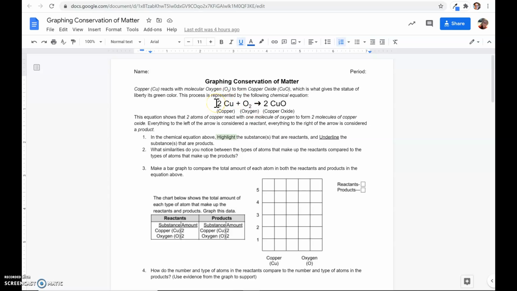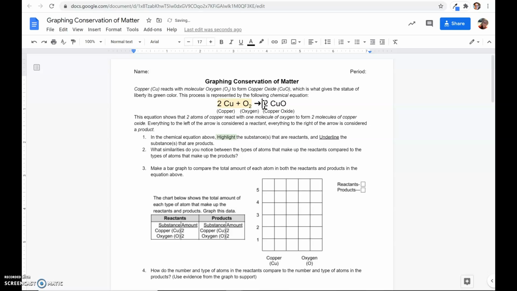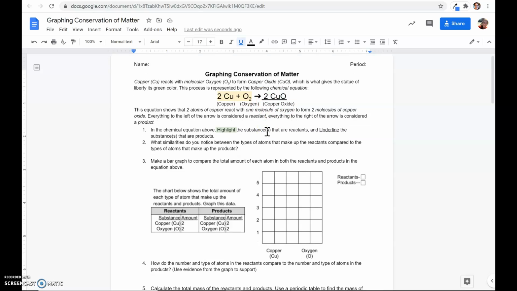Okay, now that you're back, let's do it together. You should have highlighted this side, so I'm going to go to the highlight button and highlight it, and then you should have underlined this side. Copper plus oxygen, these two are your reactants. They're the things that you're going to mix together to make the reaction. Your arrow is always going to point towards your products. Products are underlined, so here's your product. Your copper oxide is your product.